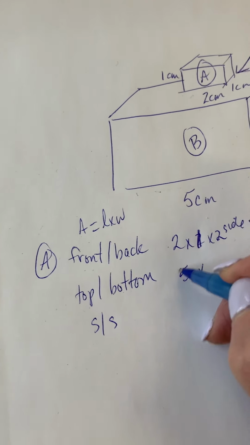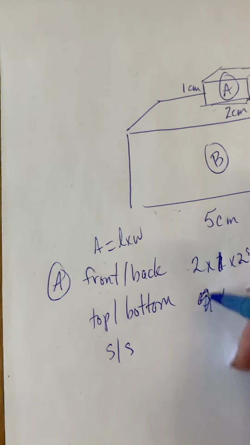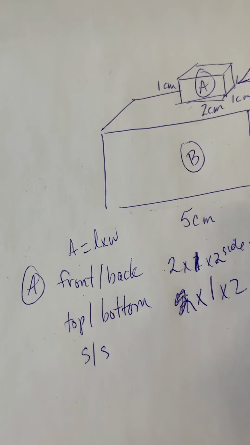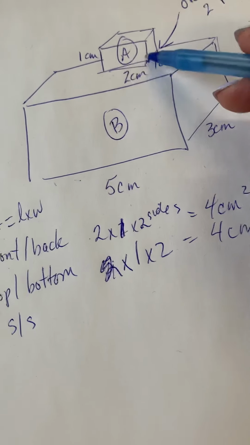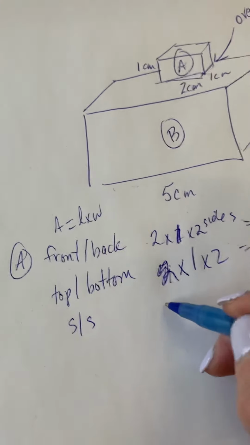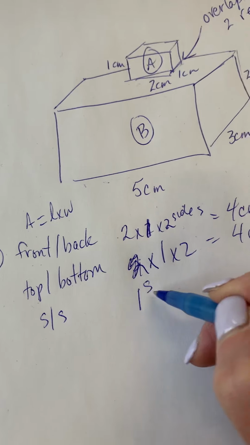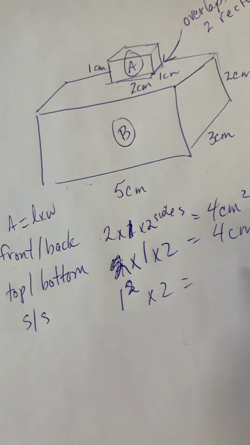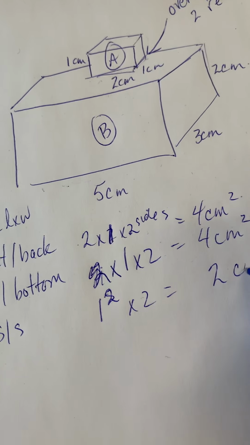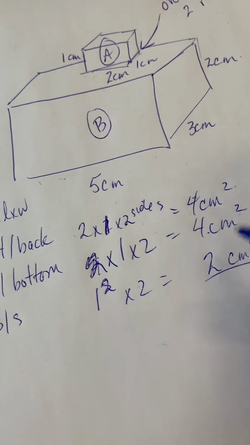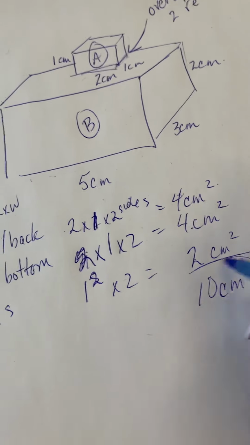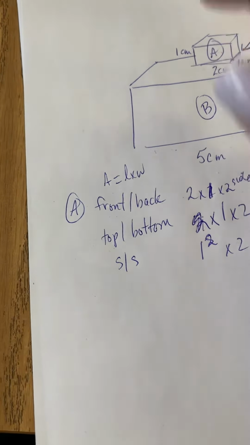Oh, sorry, I'm doing the wrong one. Here, 2 by 1 and 2 sides, so we got 4 centimeters squared again. Okay, and then the sides over here in the little one, part A, are 1 by 1. They're actually squares, so 1 squared times 2, and we get 2 centimeters squared. So 4 and 4 is 8, plus 2 is 10 centimeters squared. And we're going to circle that, remember, so that we remember to add that.